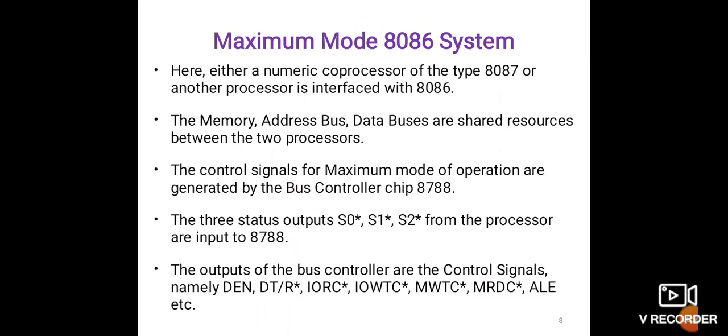And this is the maximum mode. You have either a numeric coprocessor or any other processor, any IO processor. And here the memory, address bus and data bus are shared resources between these processors. And we have a bus controller chip, which is 8788, and the status outputs S0, S1, S2 from the processor are given as input to the 8788, and the outputs of this bus controller will serve as control signals, as I mentioned already. Something like data enable, data transmit receive, IO read command, IO write command, memory write command, then the memory read command, ALE, etc.